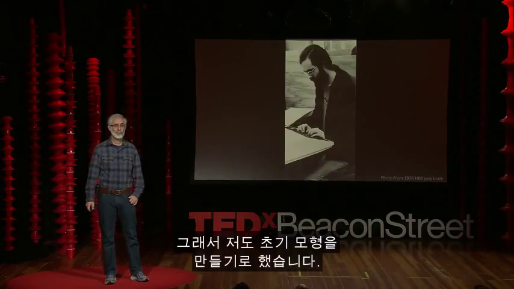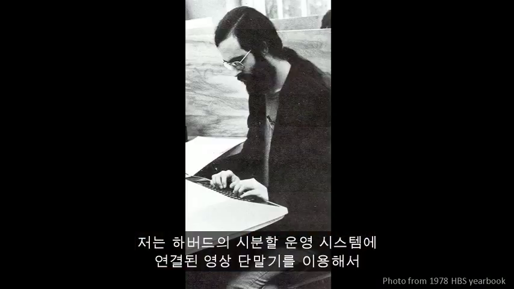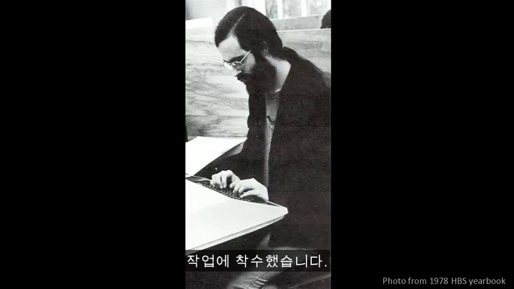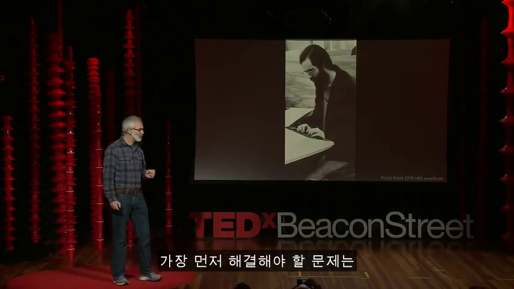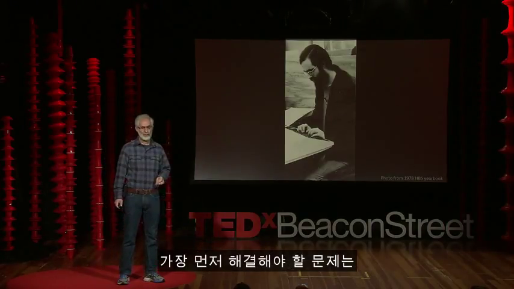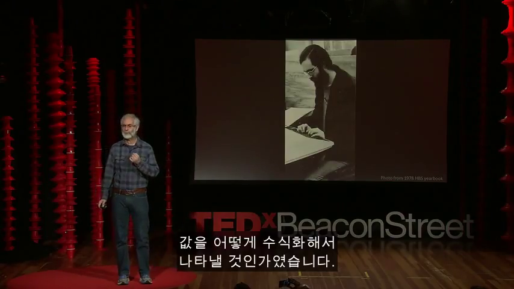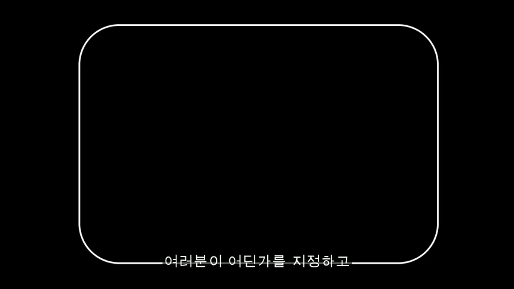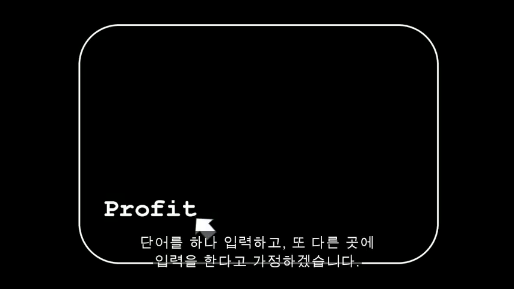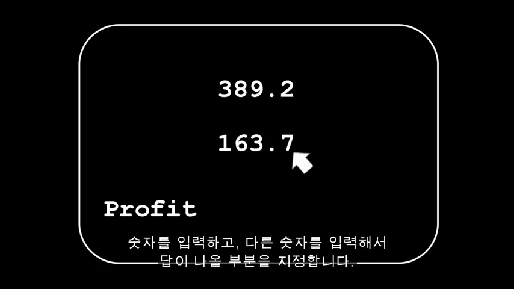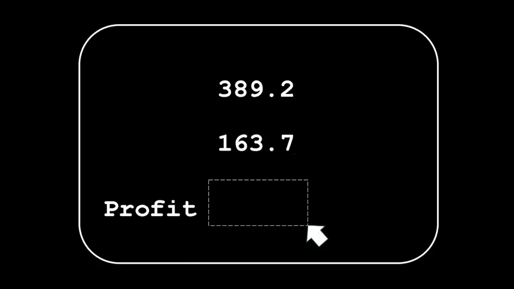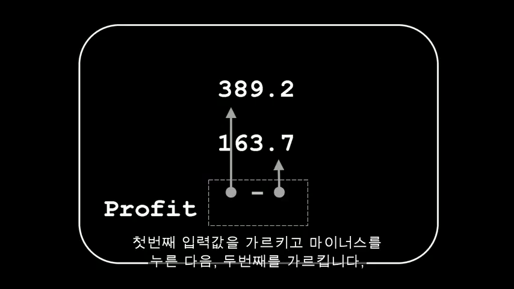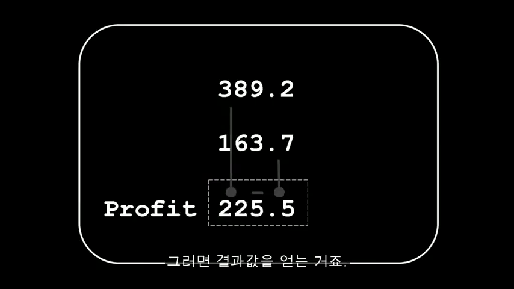So I decided to build a prototype. I went to a video terminal connected to Harvard's time-sharing system and got to work. One of the first problems that I ran into was, how do you represent values in formulas? Let me show you what I mean. I thought that you would point somewhere, type in some words, then type in somewhere else, put in some numbers and some more numbers, point where you want the answer, and then point to the first, press minus, point to the second, and get the result.